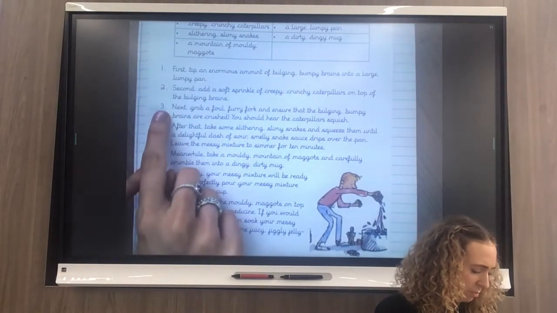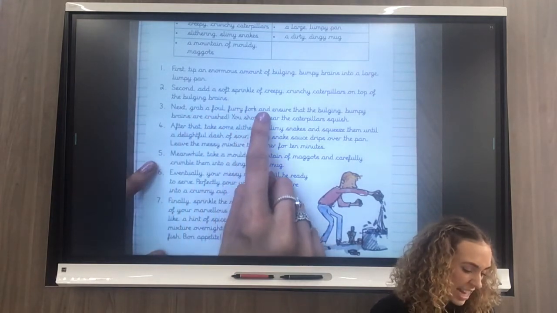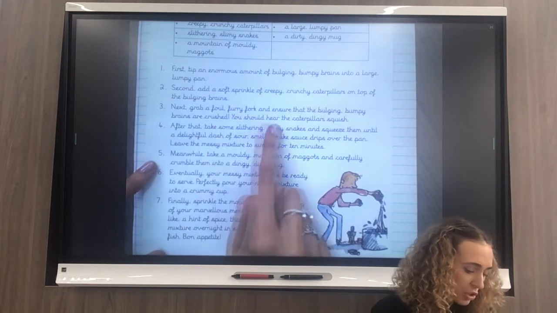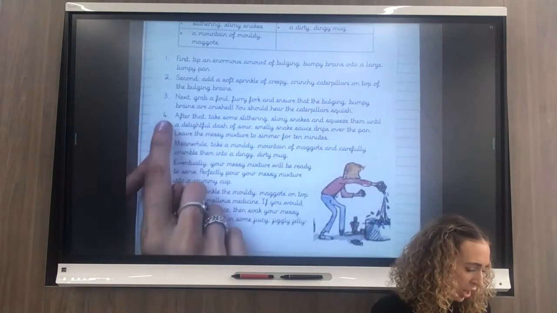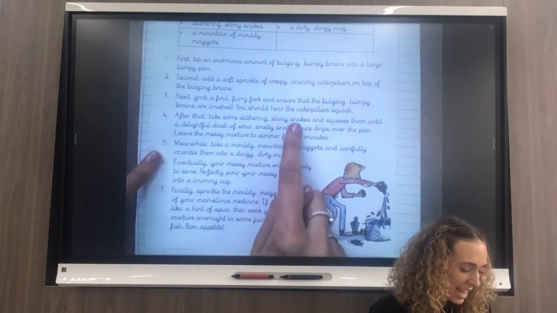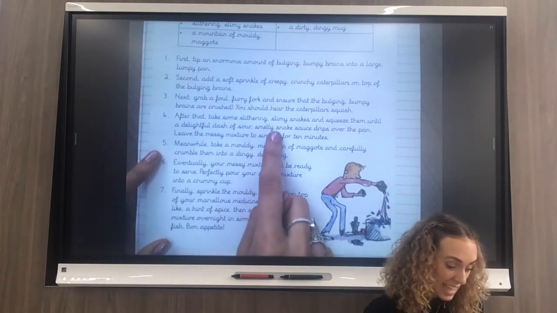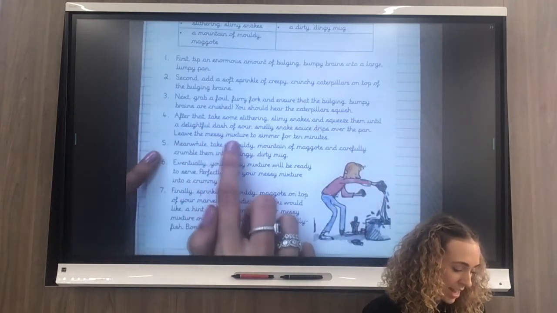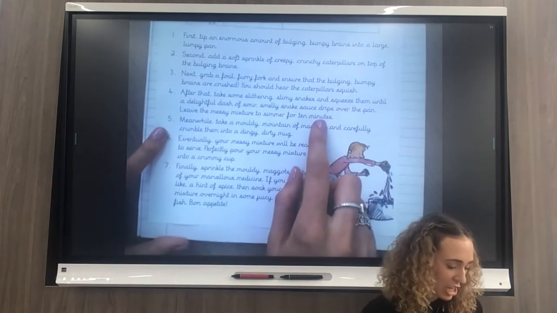Ugh. Number 3, next, grab a foul furry fork and ensure that the bulging bumpy brains are crushed. You should hear the caterpillars squish. Ew. Number 4, after that, take some slithering, slimy snakes and squeeze them until a delightful dash of sour, smelly snake sauce drips over the pan. Leave the messy mixture to simmer for 10 minutes. Lots of alliteration in that.